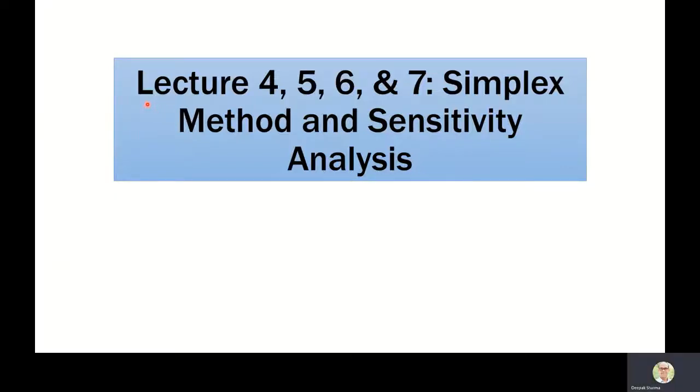Welcome to another chapter, on the simplex method, and we will extend our discussion to sensitivity analysis. This we will try to cover in 4 to 5 lectures.